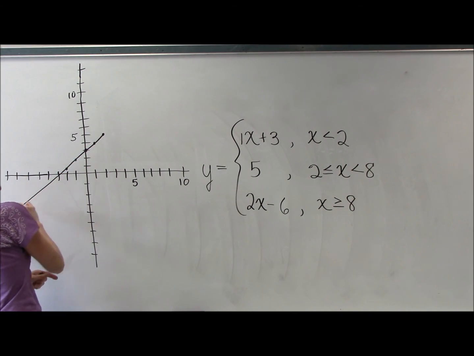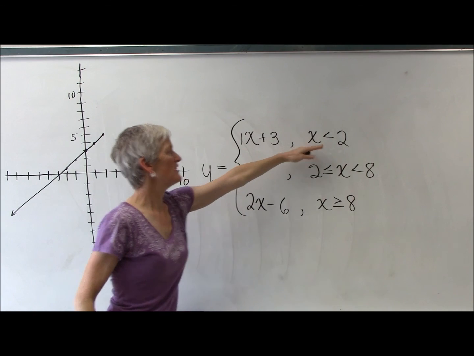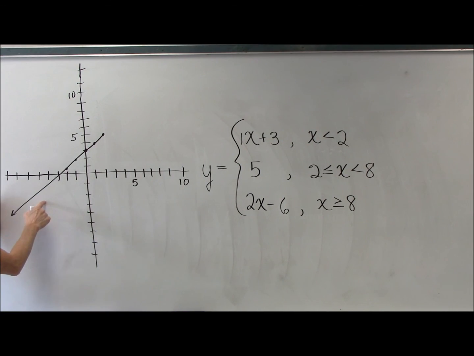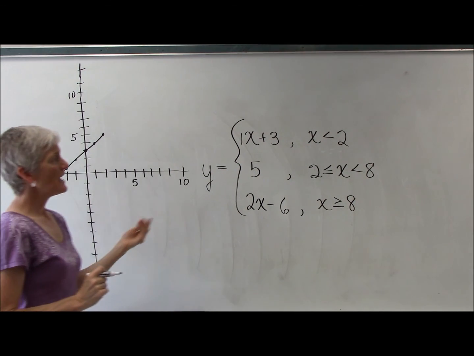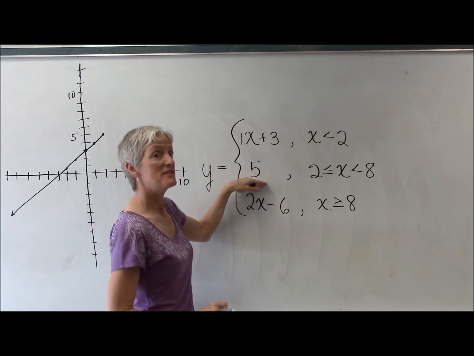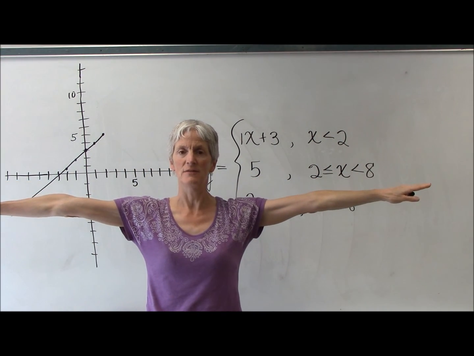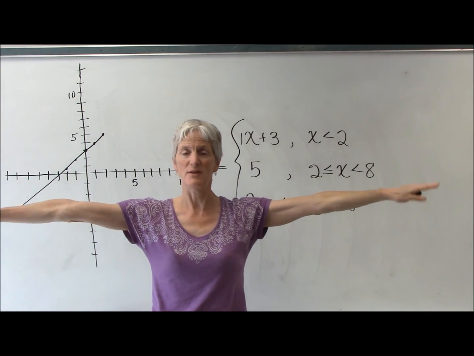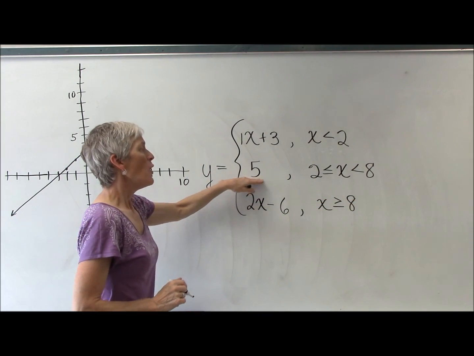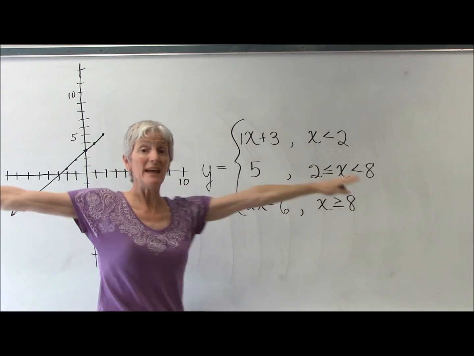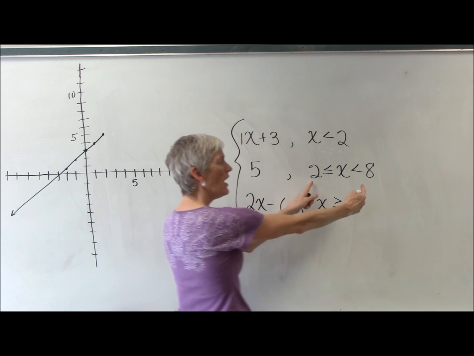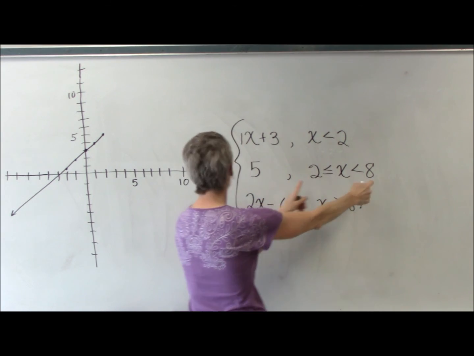But it's for all x's less than 2. So there's my first piece. So now let's graph my second piece. My second piece is a constant function, right? It's a horizontal line. So my y value is always going to equal 5 for all the x values between 2 and 8.